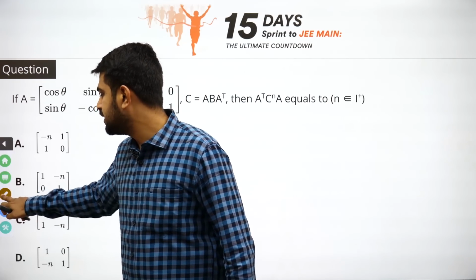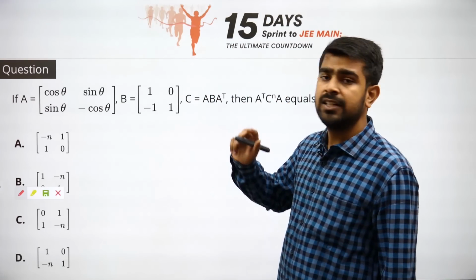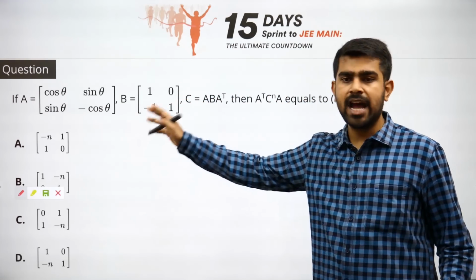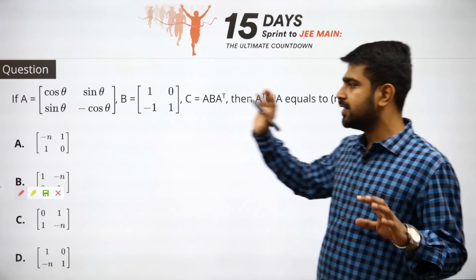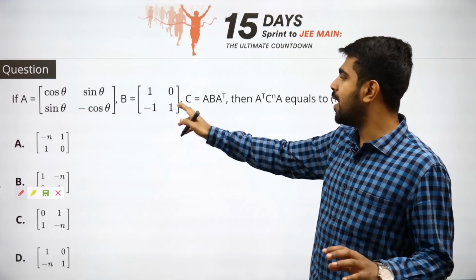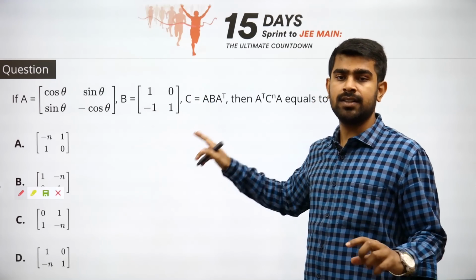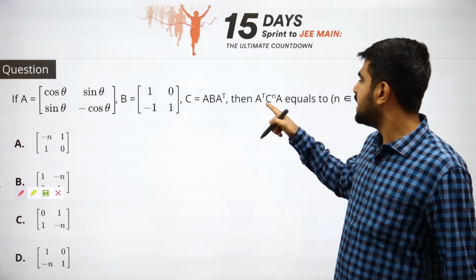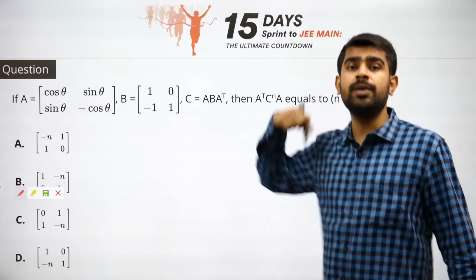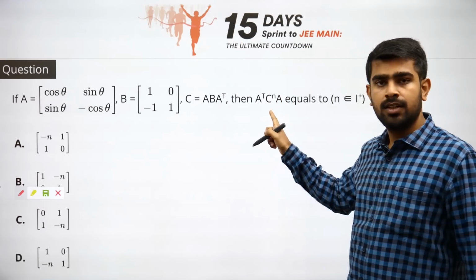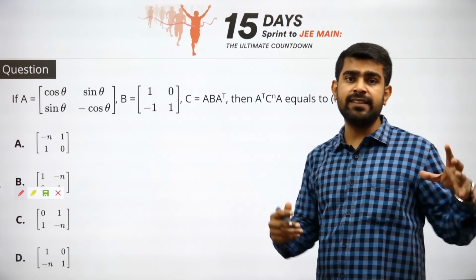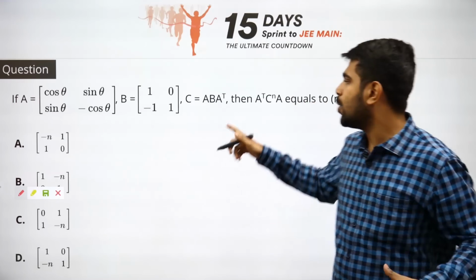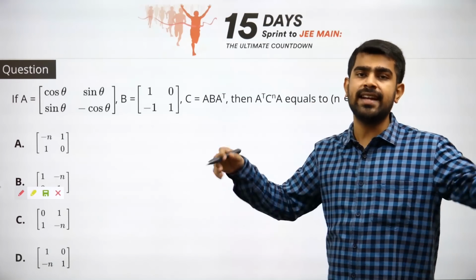What is given over here? We have A is equal to cos theta, sin theta, minus cos theta. That is my matrix A. Now my matrix B is 1, 0, minus 1 and 1. Now they are asking me to find A transpose C to the power n and A. What is C? C is something which is not defined separately. Instead it is defined with the help of A and B. So what is C? C is AB A transpose.